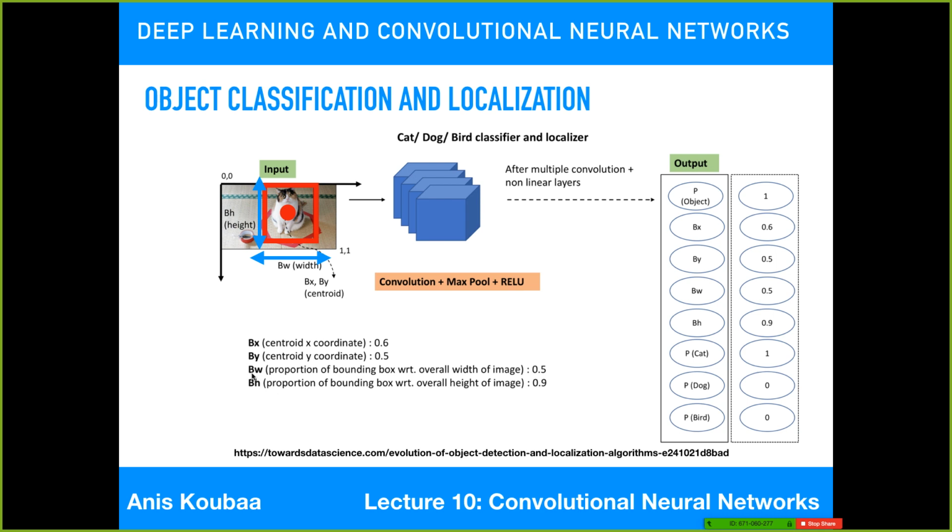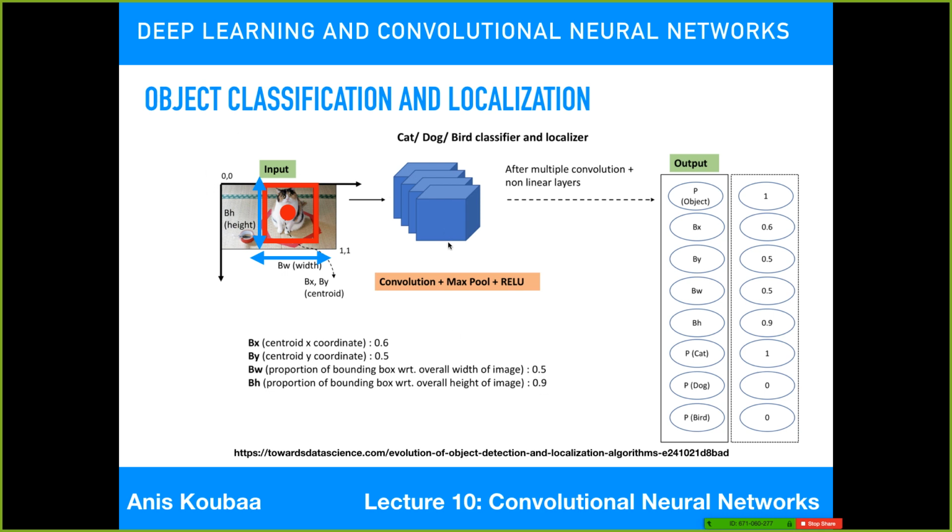And then we need to specify the width of the bounding box, bw, the proportion of the bounding box with respect to the overall image width. So for example, looking at this width here, it's almost half of the total image width. So here we will say that the width of the bounding box will be 0.5. What does 0.5 mean? It means half of the total image width. And the same thing will also be for the height of the bounding box, expressed as a percentage. You can see here, it's almost 90% of the total height of the image. So that's why we can put it equal to 0.9.